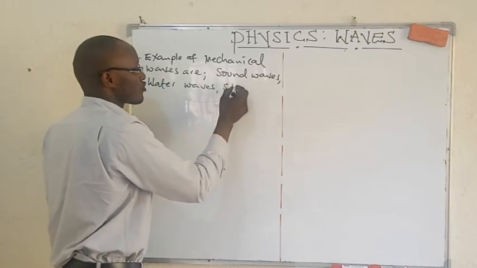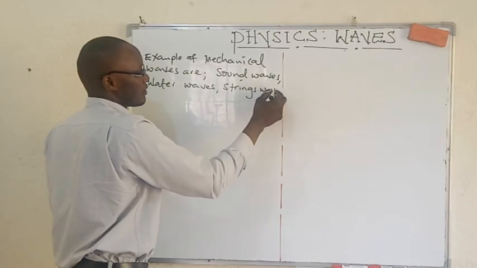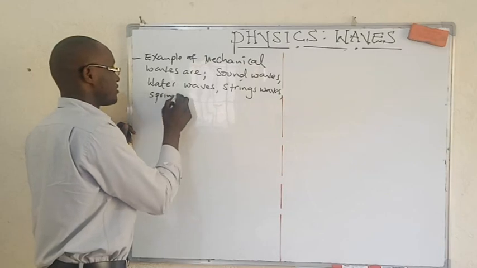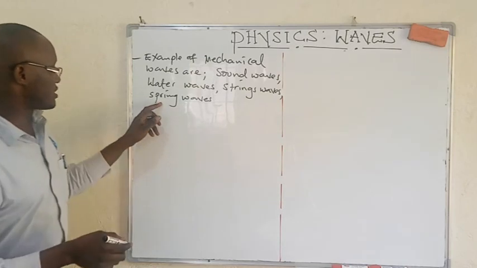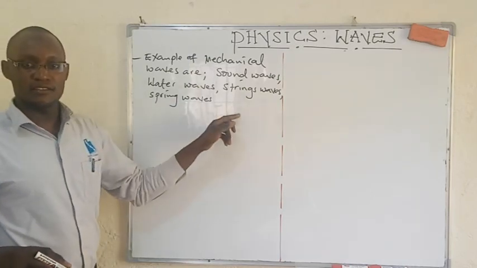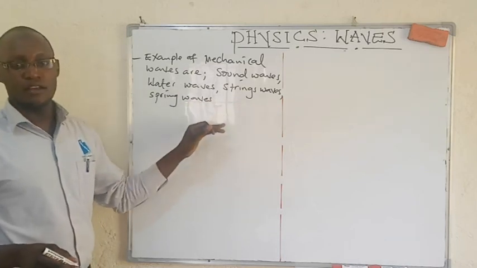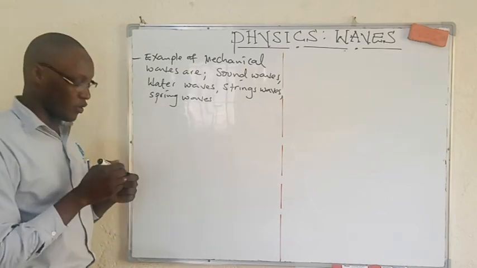You can talk of string waves. A string is different from a spring. So string waves and then the spring waves. These are two different waves, the spring and then the strings. So you can call them waves in strings or waves in springs. So those are some of the examples of mechanical waves.